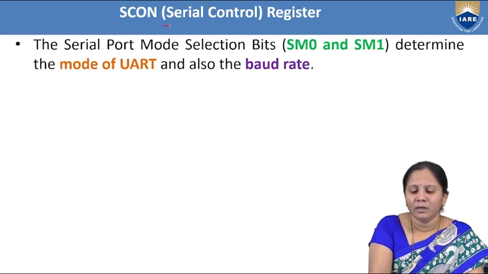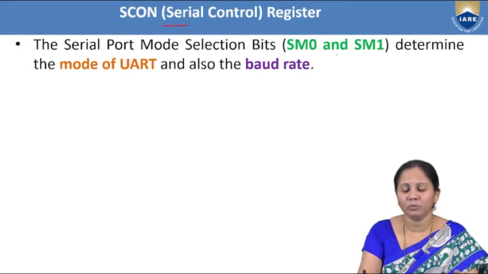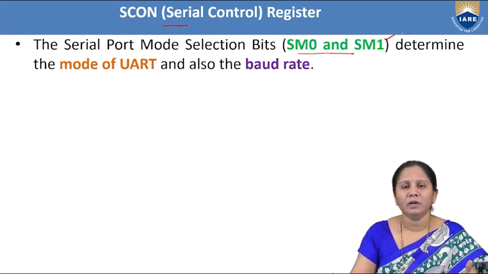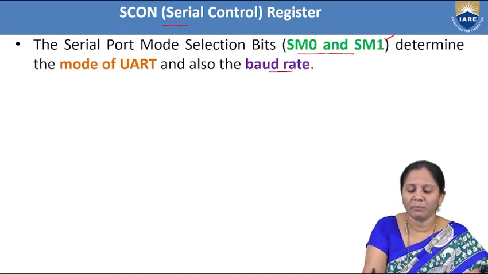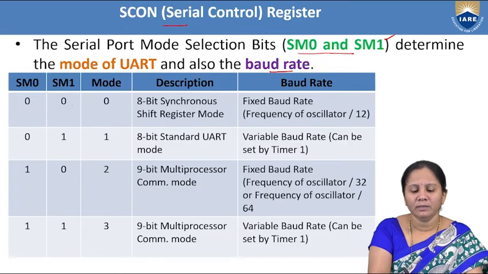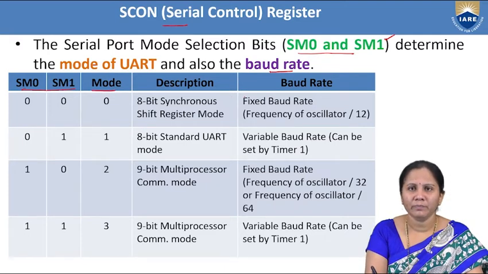And so coming to the SCON register, in the serial port mode selection bits, we have two important bits which are called SM0 and SM1. With the help of these two bits, different modes of UART operation can be performed with different baud rates. Here we have seen the two bits SM0 and SM1, which say the mode of operation.